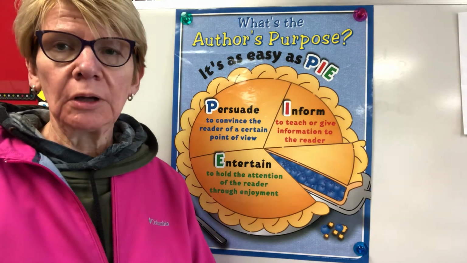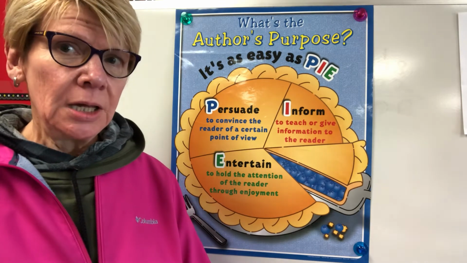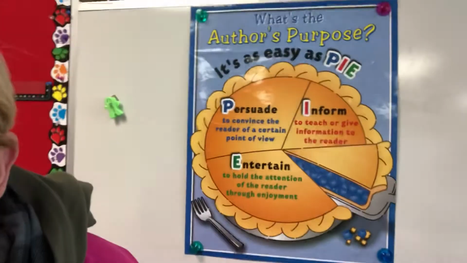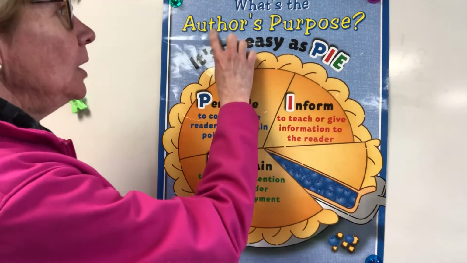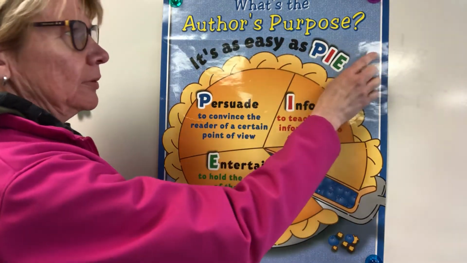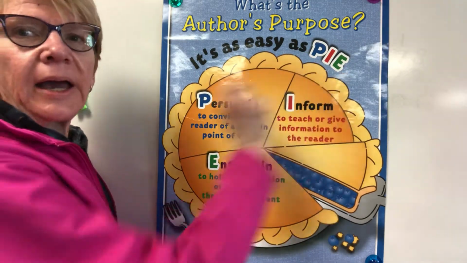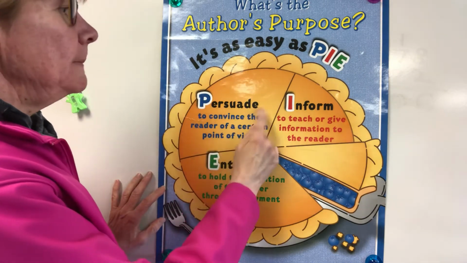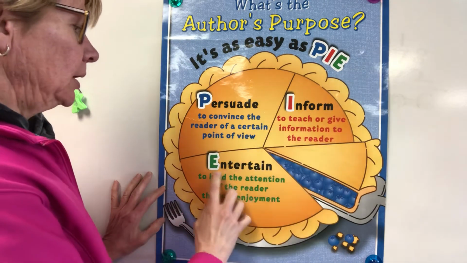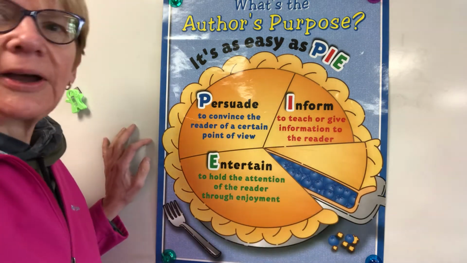And your comprehension test today is on author's purpose. I think if we got my poster out, it would help you remember. So it's pie. What's the author's purpose? It's as easy as P-I-E, pie. We have P for persuade, I for inform, and E for entertain. Ooh, blueberry pie, sounds good, huh?